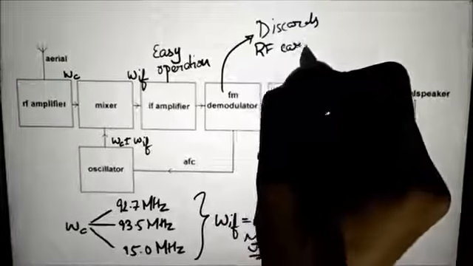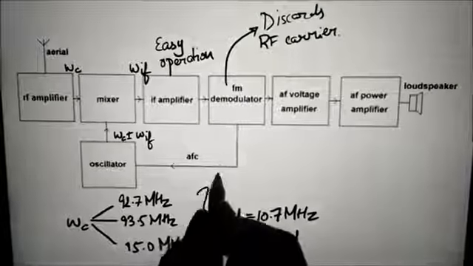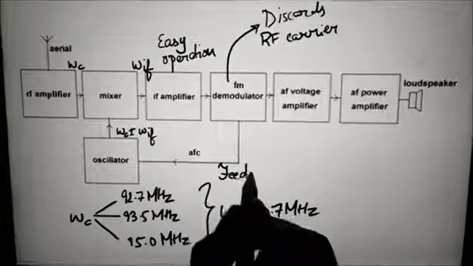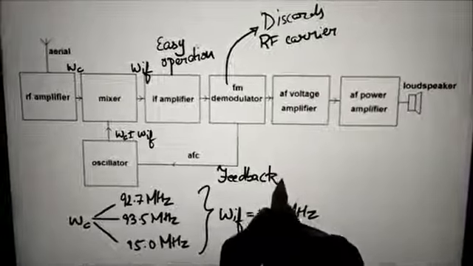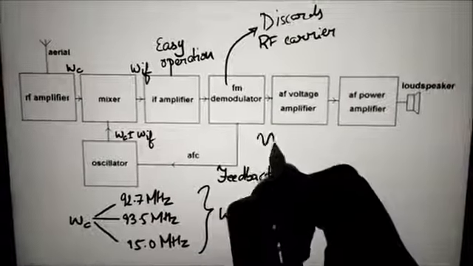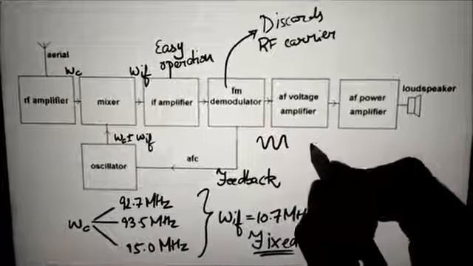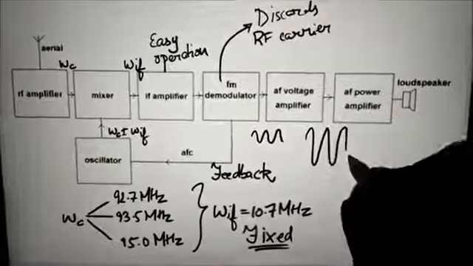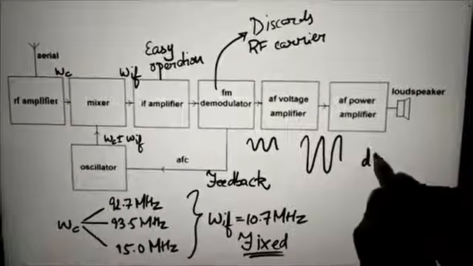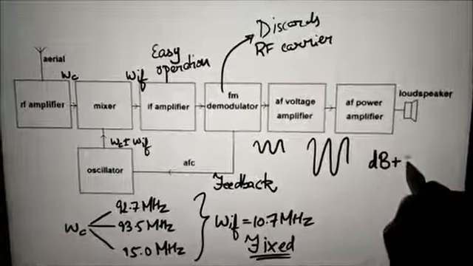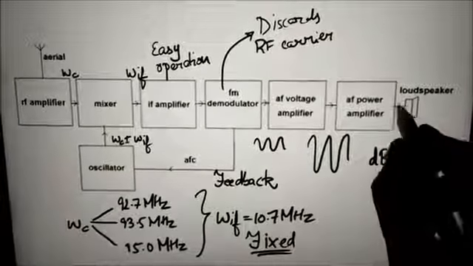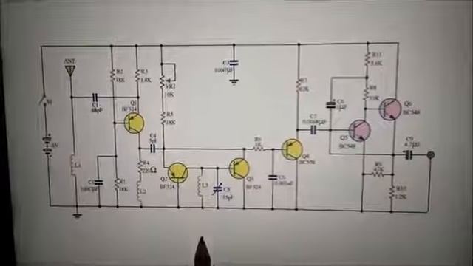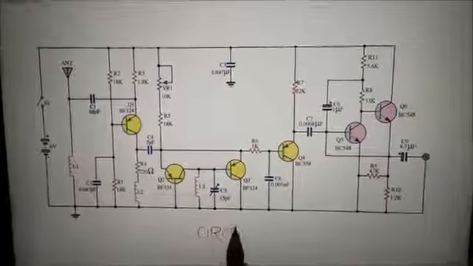Some of the audio is fed back to the oscillator as an automatic frequency control voltage. This ensures that the oscillator frequency is stable in spite of temperature changes. The audio signal voltage is increased in amplitude by a voltage amplifier, and then the power level is increased sufficiently to drive the loudspeaker by the power amplifier. So this is the actual FM radio receiver circuit.